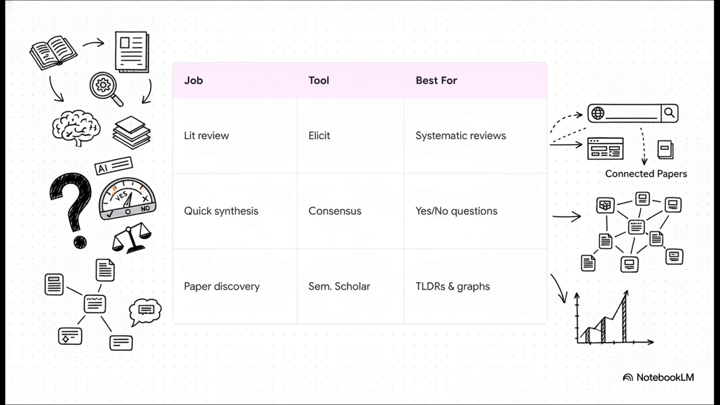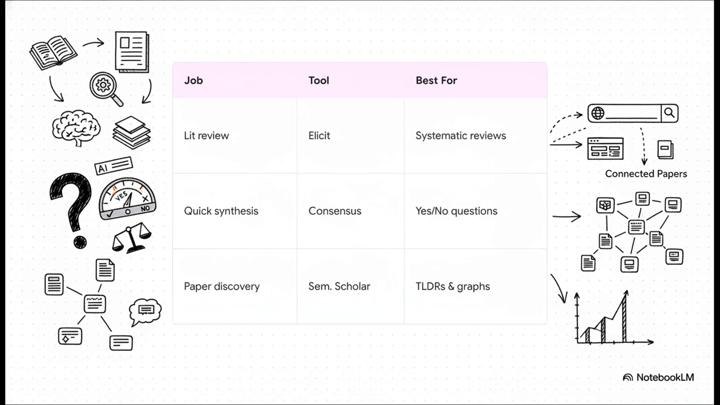And then for quick evidence synthesis, I know Consensus is incredibly useful. Let's say you have a binary yes or no question, like, does zinc actually reduce the duration of a cold? Consensus searches the scientific literature and gives you this really cool visual meter showing if the evidence supports, opposes, or is just mixed on the topic.